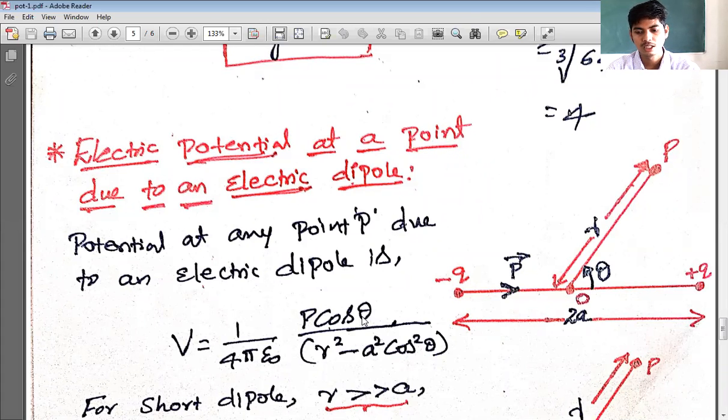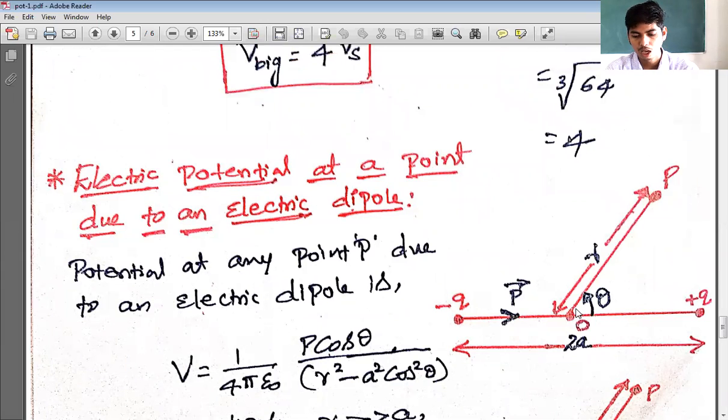What is theta? Theta is the angle made by the line joining point P to the center of the dipole. This line OP is the line joining point P to the center of the dipole. This line is making some angle with the dipole axis. This is the dipole axis. The line that joins the center of the dipole to point P makes an angle theta with the dipole axis. So theta is the angle between the line joining the center of the dipole to point P and the dipole axis.